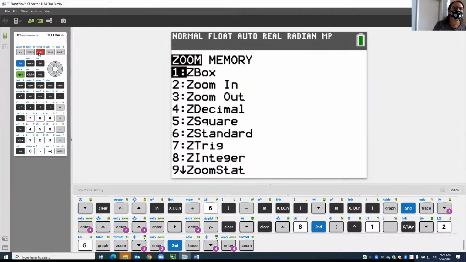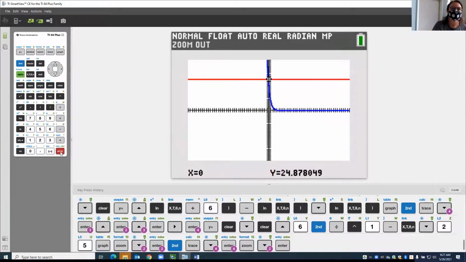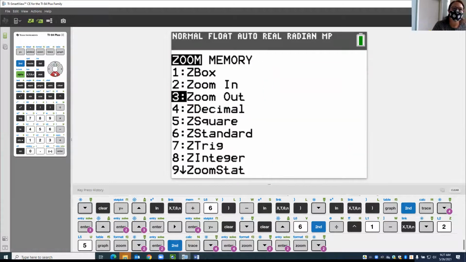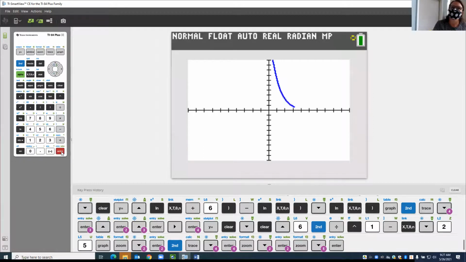You're going to go to zoom, go down to out, press enter, and then press enter again. And then if you've zoomed out and you want to go back to the standard window, if you just go to zoom and then go down to standard, it just puts it back onto that standard window.